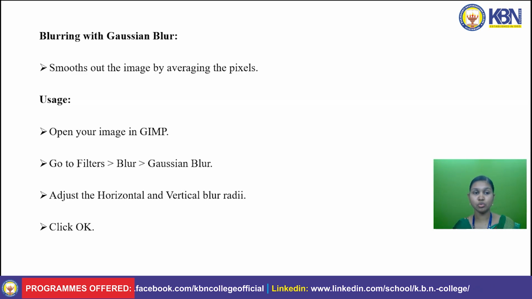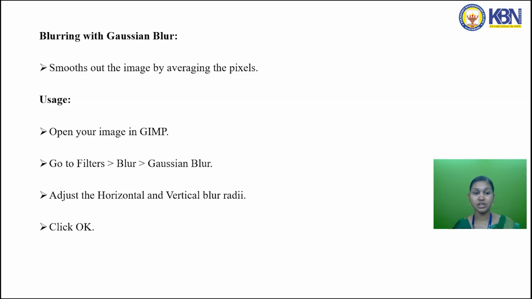Then go to the image menu in the GIMP software and click on Filters. Then go to Blur, and then Gaussian Blur. There it shows several options. You have to adjust the horizontal and vertical blur radius. Whichever you want, select the horizontal or the vertical setting, set a particular value, and then click OK.